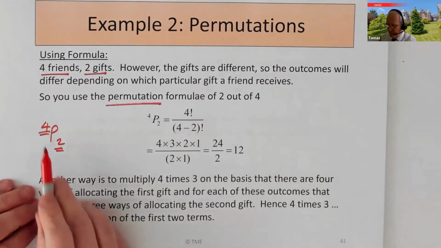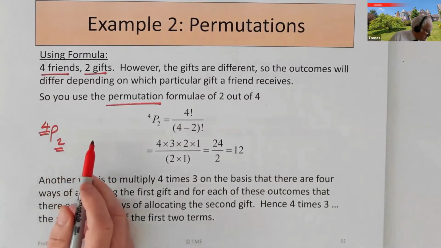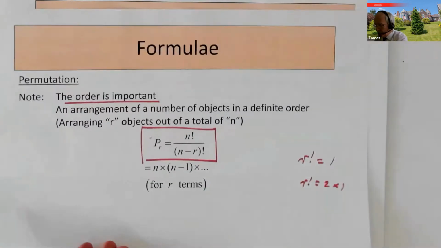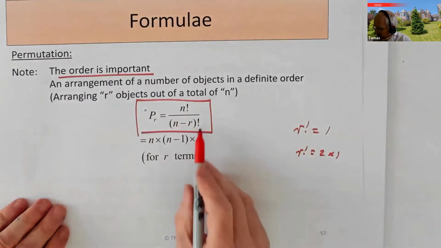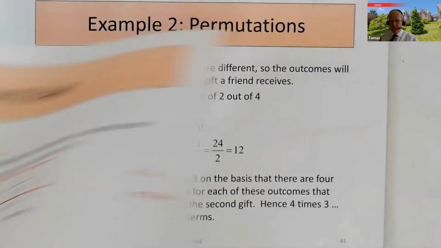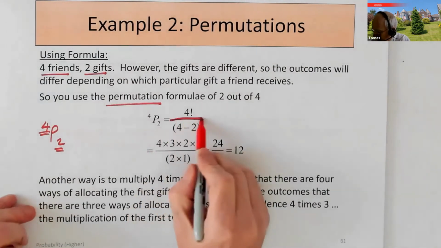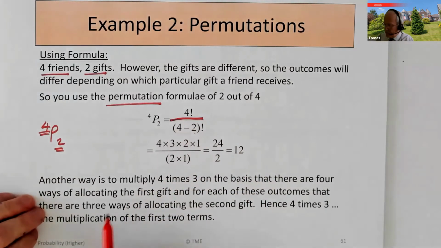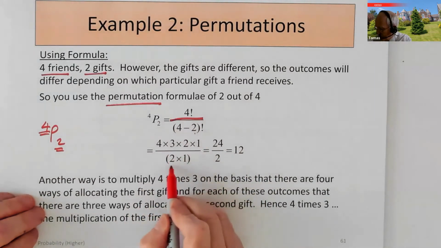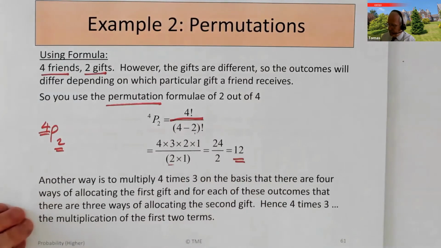Order matters, 4P2. And again, I go to this equation, which is the same as the C equation without the r factorial bit. So I say 4P2, 4 factorial over 4 minus 2 factorial. 4 by 3 by 2 by 1 over 2 by 1, 12.